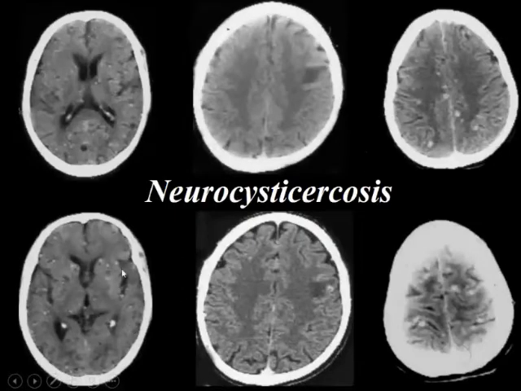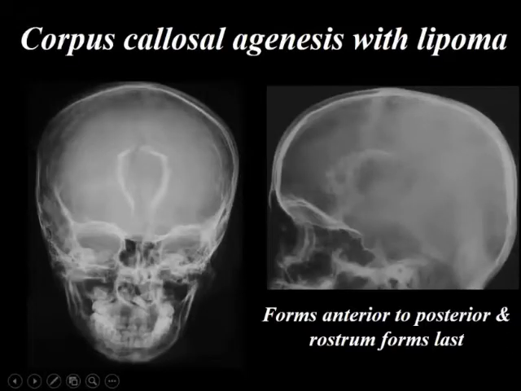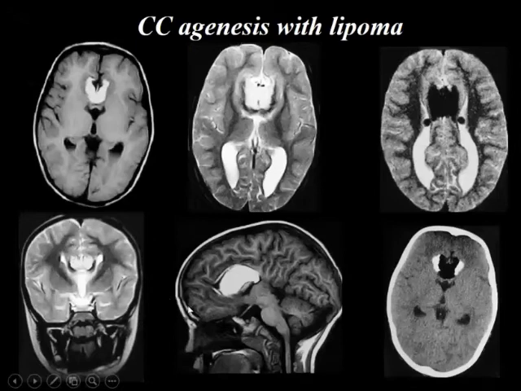On CT, you see them as small specks of calcification, which are all dead larvae. When a larva is dying, it gives rise to edema, but once it is dead, you see it as calcifications. Okay, you have the, in fact, Escobar classification for cysticercosis. Now, corpus callosal agenesis with lipoma.